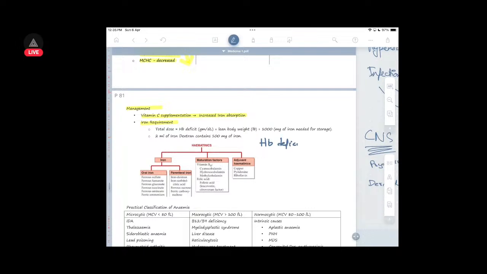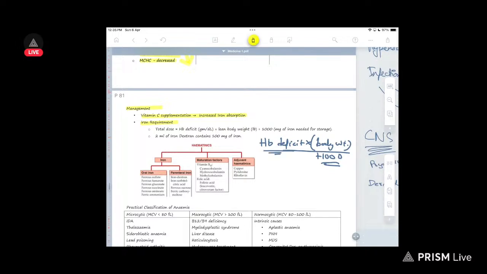Deficit times body weight plus 1000. That's it. Hemoglobin deficit in gram per deciliter times lean body weight plus 1000. This is for storage, this is for refilling.